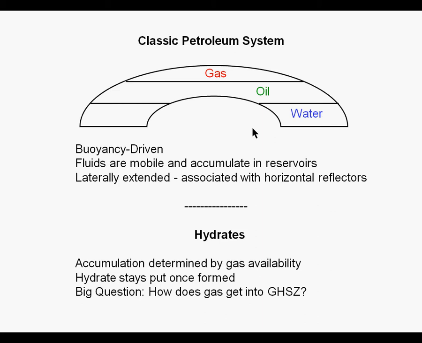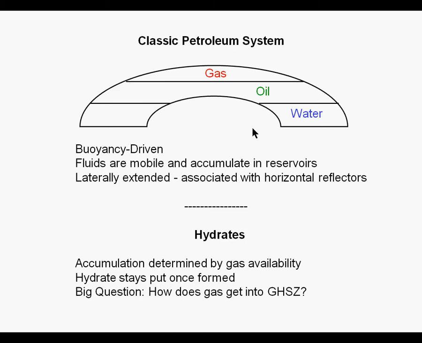The main properties of these petroleum systems is that the fluids are mobile and they accumulate in reservoirs. They are laterally extended and they are associated with horizontal reflectors. And these are properties which the oil industry is very familiar with. Gas hydrates are very different. For gas hydrates, the accumulation is determined by gas availability, and the hydrate, once it is formed, stays put.